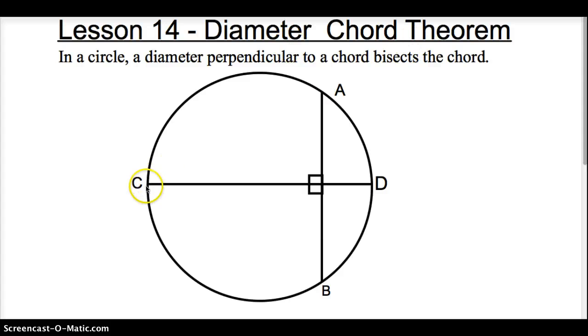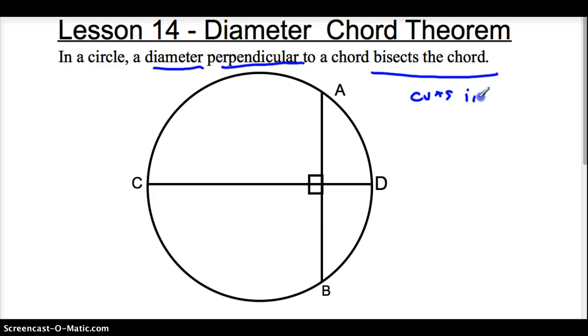Now, if you remember, a diameter is a line that goes straight through the middle of a circle, and a chord is any line that has its endpoints on the ends of the circle. Now, what we know is this. In a circle, a diameter that is perpendicular to a chord bisects the chord. And what does bisects mean? That's right, cuts in half.